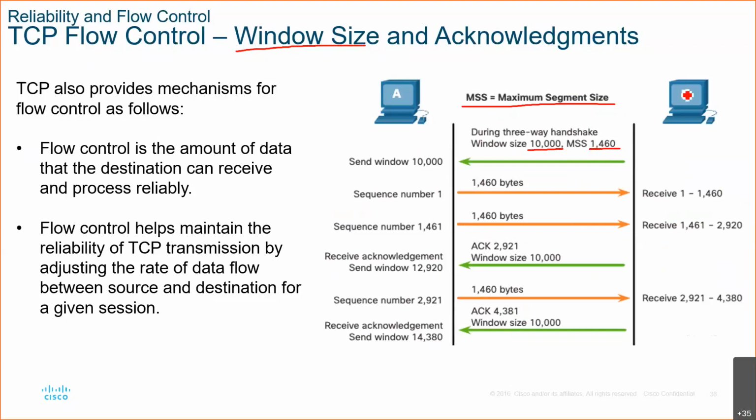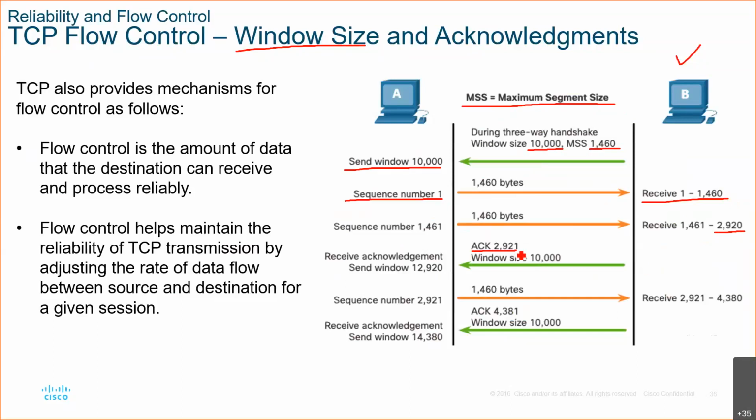So the destination will tell the source the size of the window, that amount of data that you can send. You can start with chunks of 1460. So it will send the first sequence number, 1460 bytes. It will be received. Then it will send the second one. So you receive 2920. And then you send the acknowledgement for that.